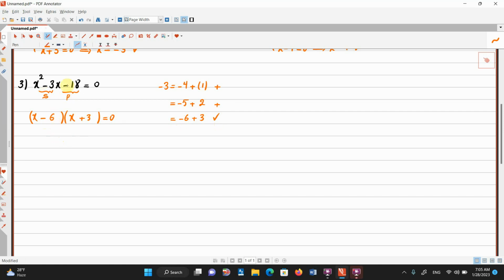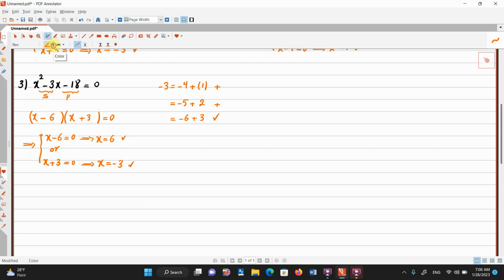After factoring the left side, you can use zero product property. Using zero product property says the first factor is equal to 0 or the second factor is equal to 0. Solving the first linear equation will result in x equals 6, and the second linear equation will result in x equals -3. And these are the solutions of this equation.